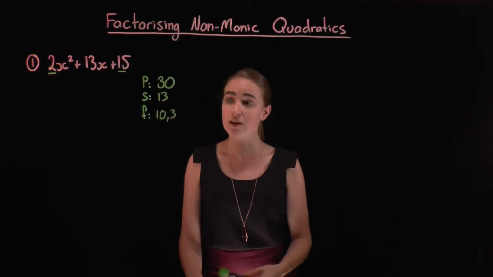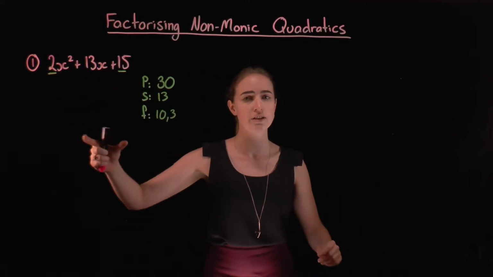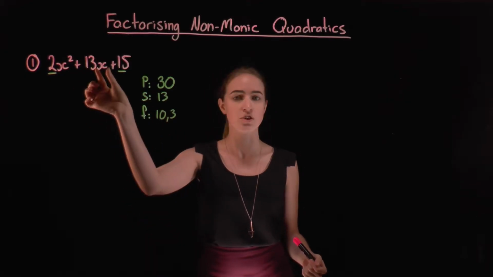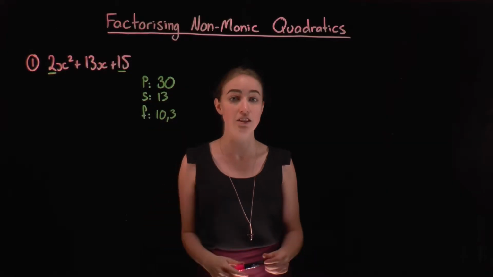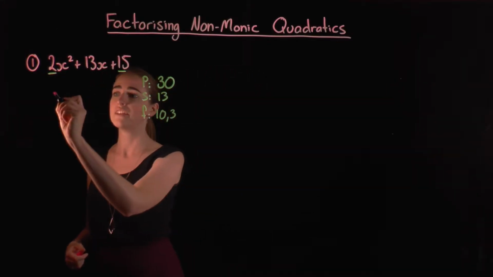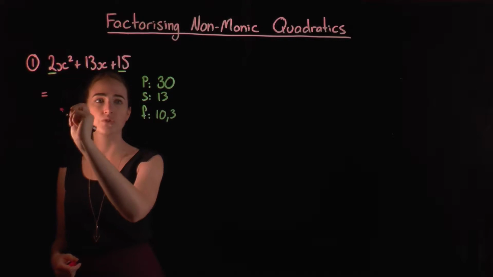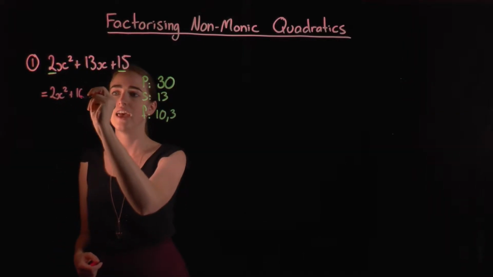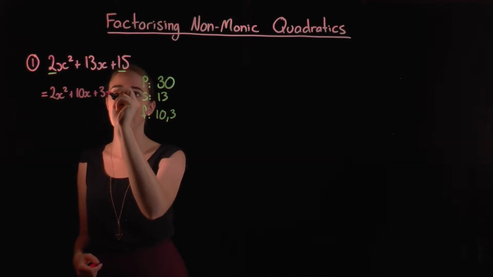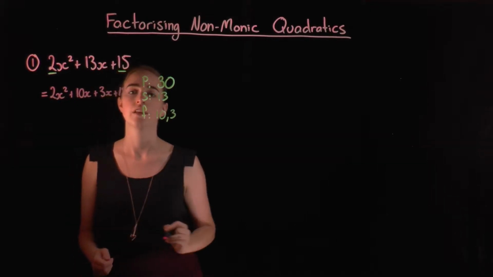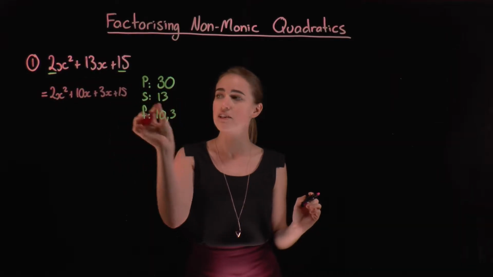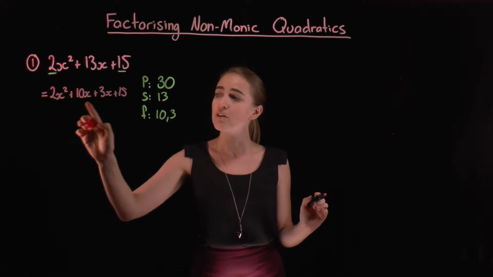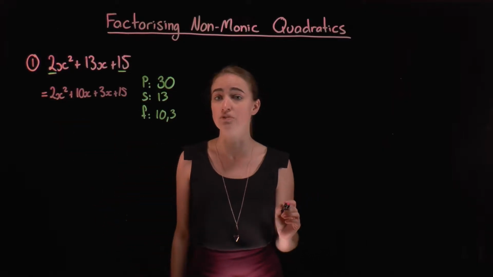We found the numbers that we're going to use, but instead of just putting them straight into the brackets like we did when it was a monic quadratic, we're actually going to split this 13x into a 10x and a 3x. So we're going to rewrite this line: equal to 2x squared, which stays there, plus 10x plus 3x plus 15. We've used our PSF method to split this middle term into 2 terms instead. Now we have 4 terms and we can factorise by grouping.